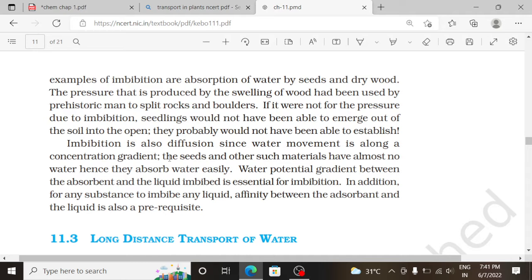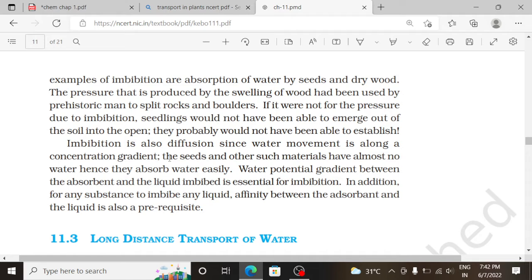The pressure that is produced by the swelling of wood had been used by prehistoric man to split rocks and boulders. If it were not for the pressure due to imbibition, seedlings would not have been able to emerge out of the soil into the open. They probably would not have been able to establish.